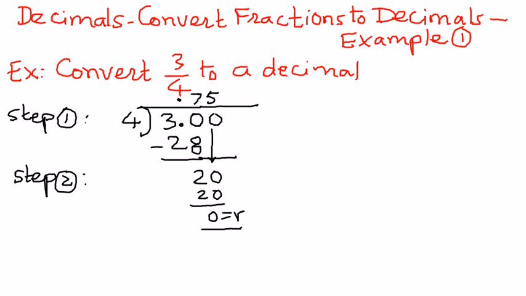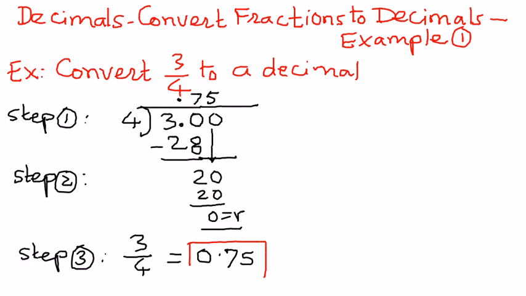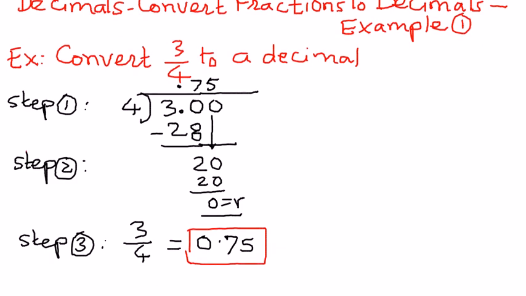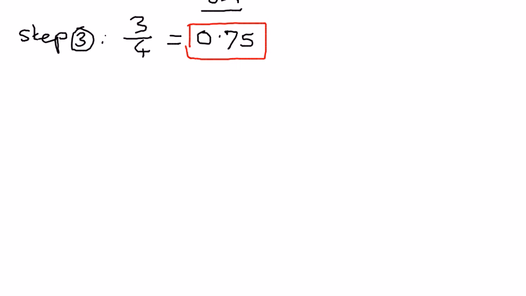So therefore we can come back here and say step 3. We can then put it all together: the fraction 3 over 4 can be written in decimal format as 0.75, and that is what we are trying to do in this particular presentation. We are trying to convert fractions to decimals, and this is how we're going to do that. Let us try another problem just similar to this but with different numbers. Let's take another example.